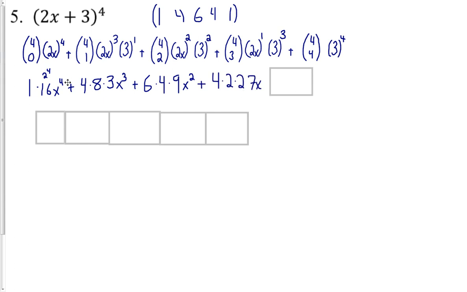Well, the 3 goes the other way. 0, 1, 2, 3. 3 squared is 9. Times 3 again is 27. Times 3 again is 81. And then simplify. It's a lot of writing, but it is a lot of work.